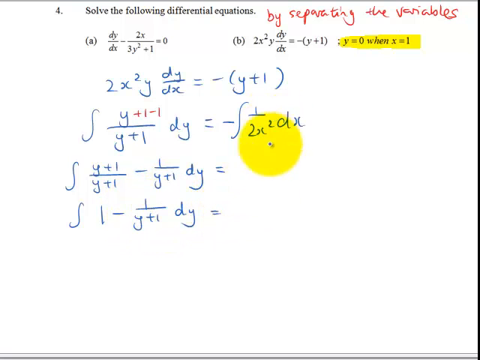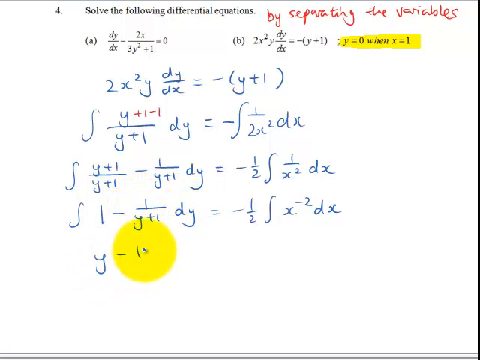Now let me tackle the right hand side. I see a half here, which I'm going to factor out. And then I have a 1 over x squared. So now let me rewrite this as a power function, x to the power minus 2. So I feel like I'm ready to integrate the whole expression. Integrating 1 with respect to y is y. Integrating this with respect to y is ln of y plus 1.